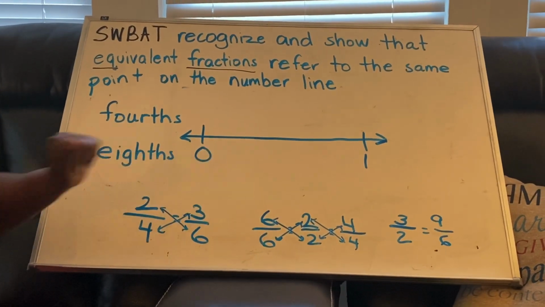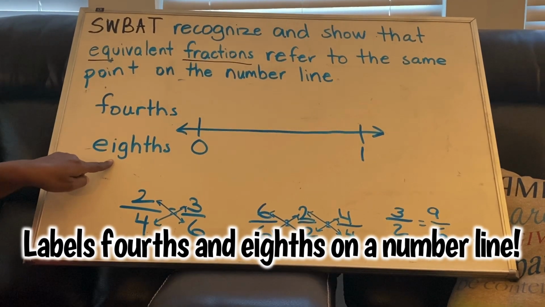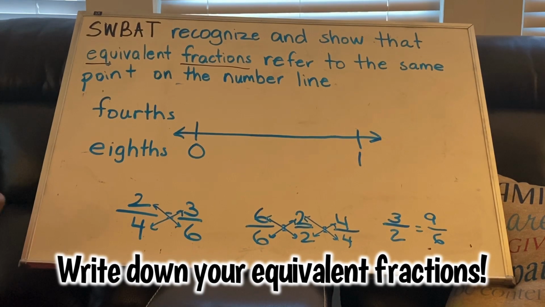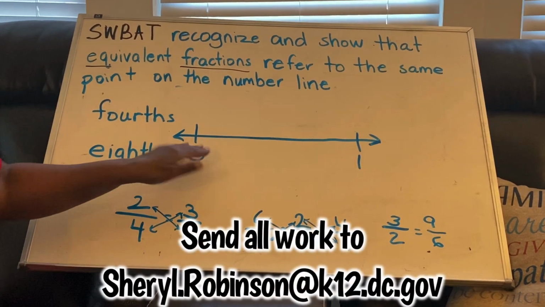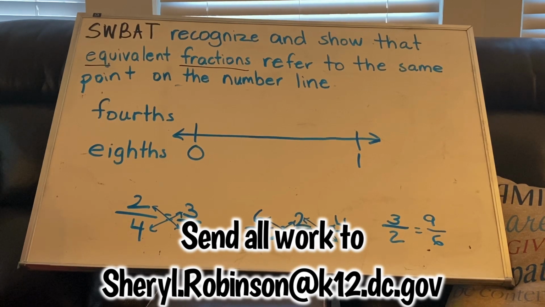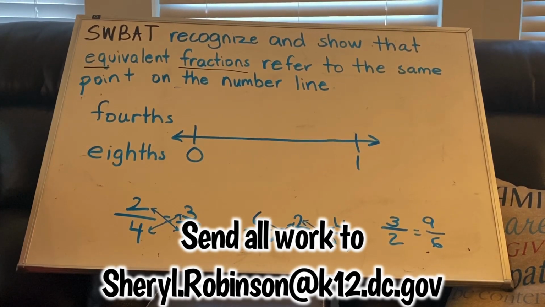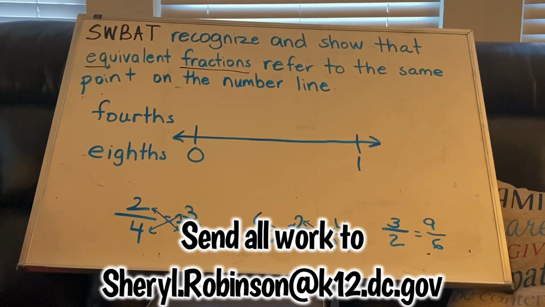So now it's your turn. Label fourths and eighths on a number line, and then write down your equivalent fractions by putting your equal signs below your picture. You can also circle your equivalent fractions. So I hope that you get equivalent fractions refer to the same point on the number line.